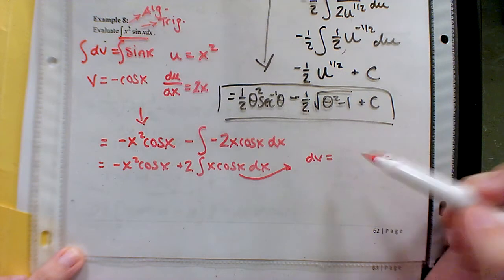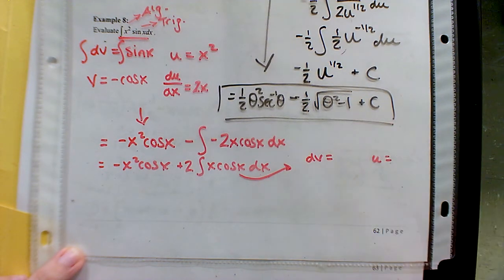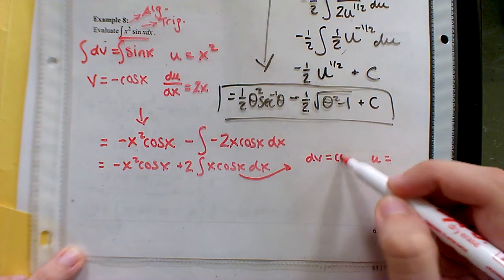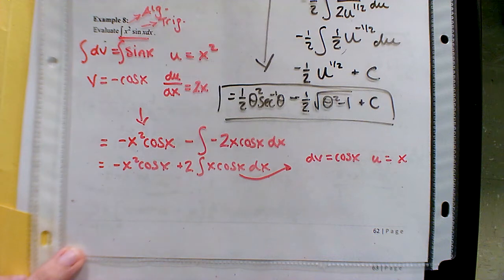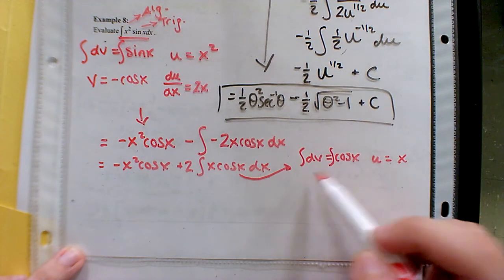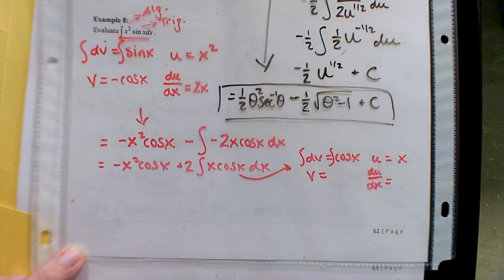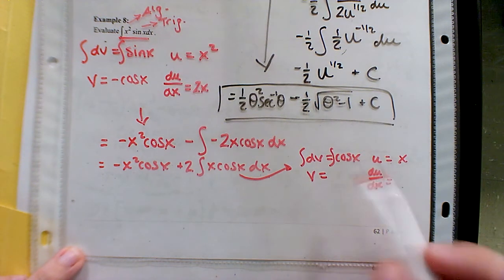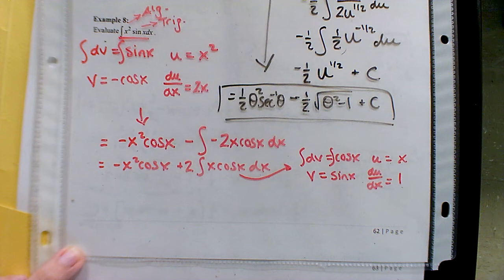Go ahead, Caitlin. X dv and cosine x dv. Other way around, yep. Trig, and then the algebraic, okay? So let's work backwards to figure out v, and derivative to figure out du. We'd have sine of x and then 1.